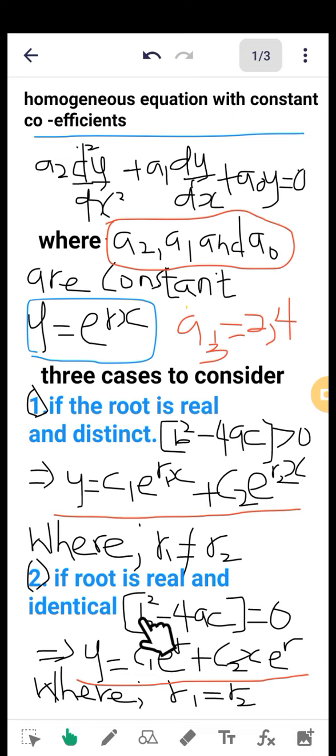Another case is that if the roots are real and identical, that is, if b squared minus 4ac is equal to 0, then my general solution will be in the form y equals c1 e exponent rx plus c2 x e exponent rx, where r1 is equal to r2.